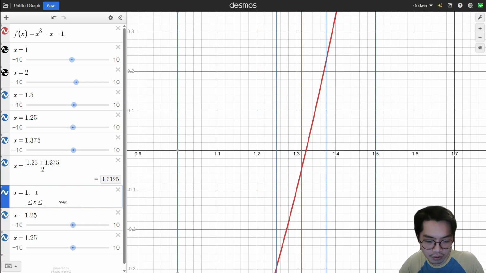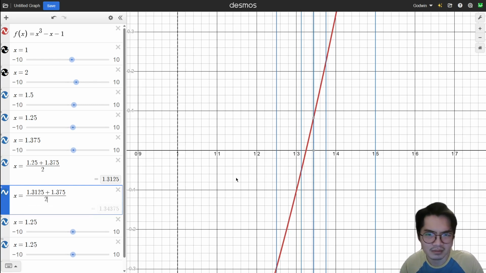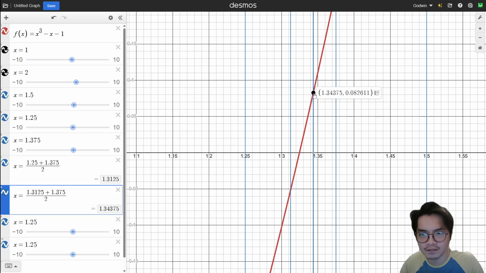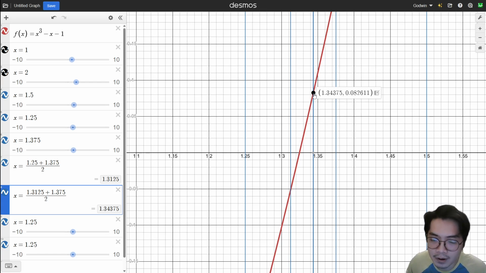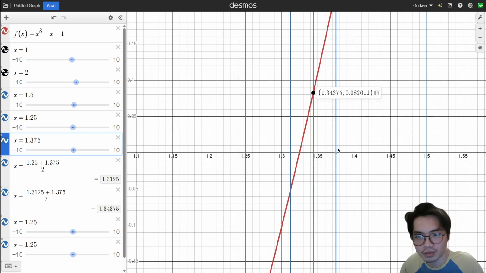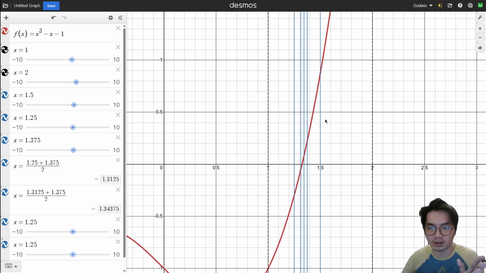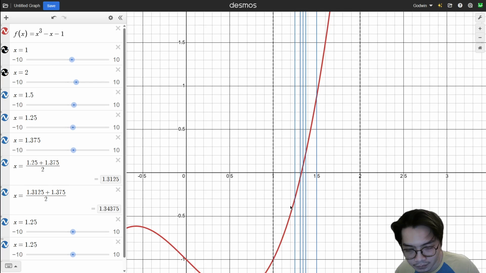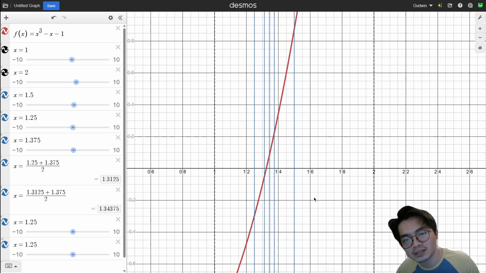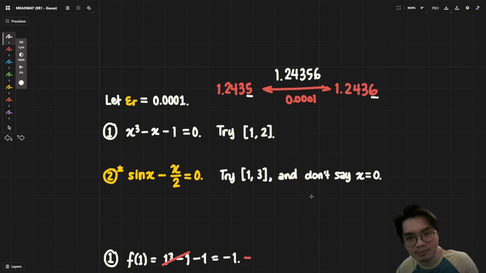You will see that yeah, this does become a little bit tedious, and that is why I don't want you guys to do this on paper. This is just too much. If you go to 1.34375, you'll get closer, and this will become a positive number. That means that you will now replace 1.375, and you will see that it just gets closer and closer to the number.